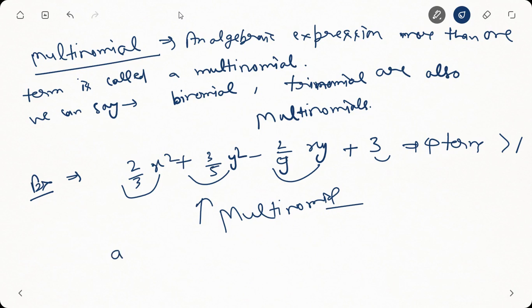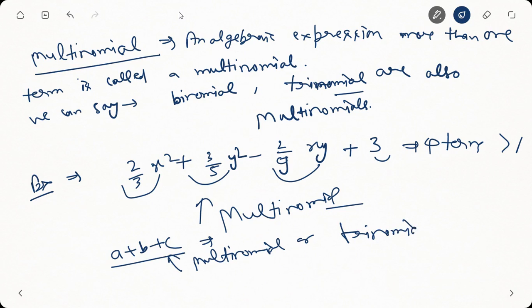If I say a plus b plus c, how many terms are there? 3. So this is a trinomial, but you also know that trinomials are also multinomials. So you can say that this is a multinomial or trinomial. Correct? So I think that you understood the concept of monomial, binomial and trinomial as well as multinomial.